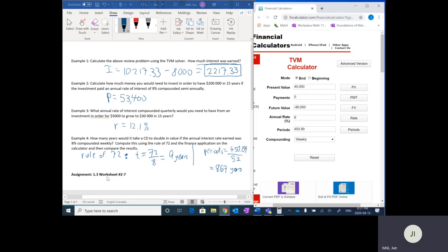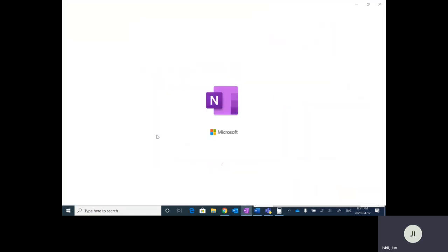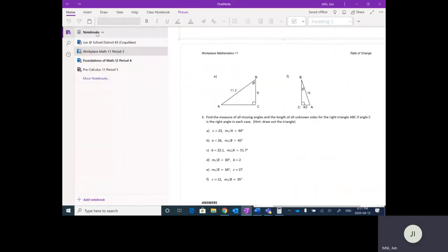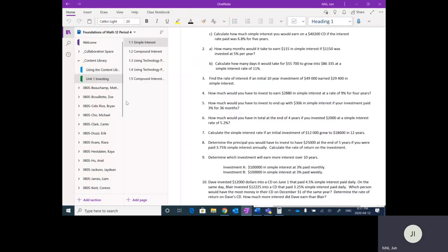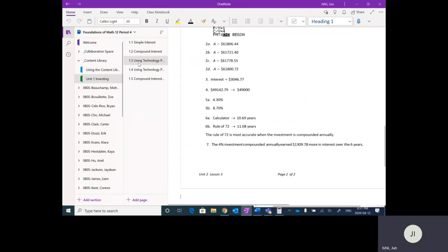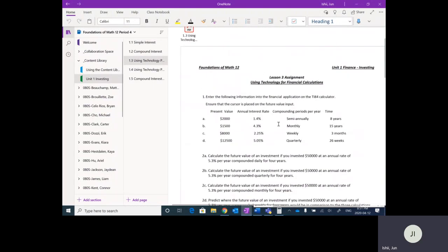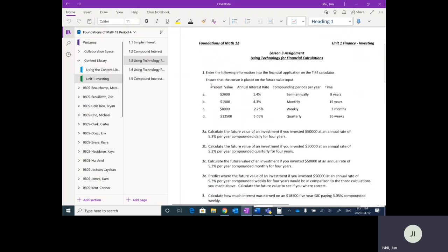So the assignment is 1.3, worksheet numbers 2 to 7. I'll just open that up here. So we're on to 1.3 here. And so, don't worry about this number 1. Maybe just a little bit of background here.